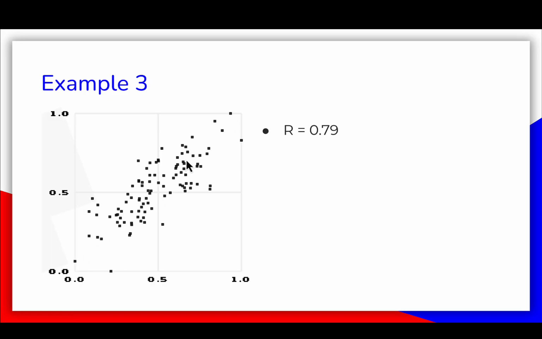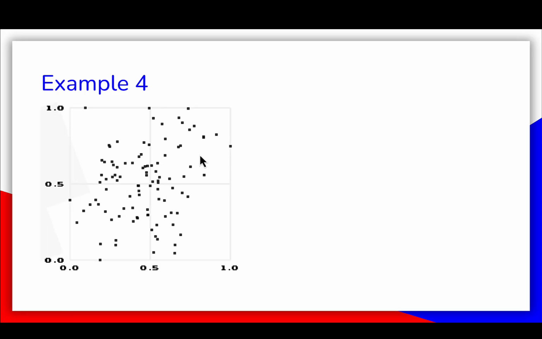All of these observations are tightly clustered, whereas this is just like a giant cloud. And the more your scatter plot looks like a cloud, the more likely it is that you have a correlation coefficient of 0 or something close to 0, which means that you have no correlation.